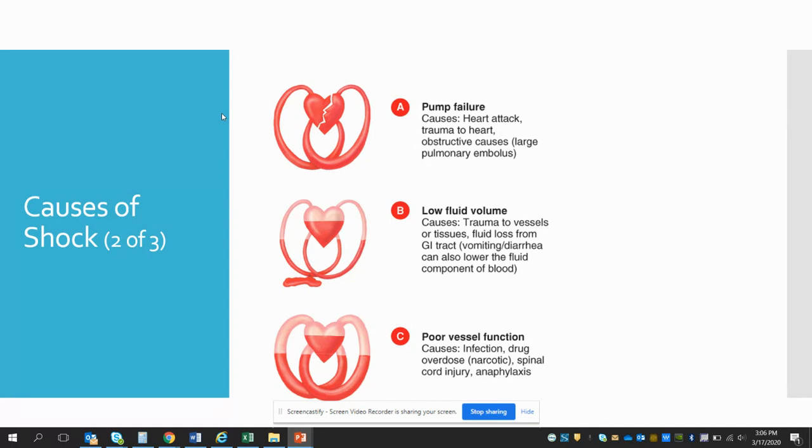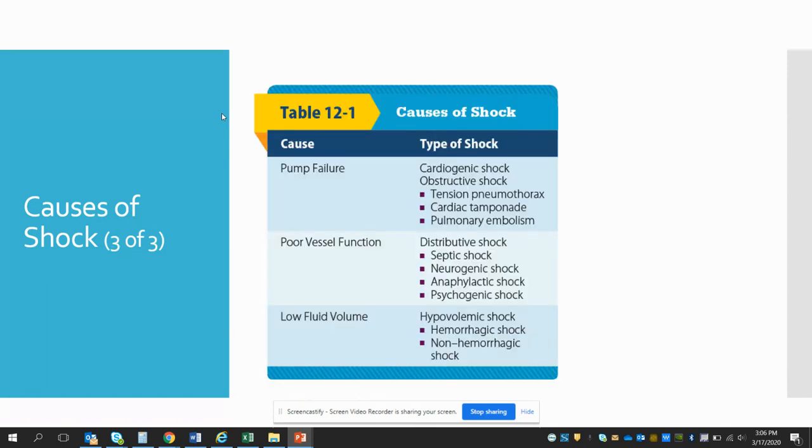And then the last thing here is poor vessel function. Again, a lot of things can cause this: infection, drug overdose, spinal cord injury, and anaphylaxis are just a few examples. Essentially what happens here is we have that rapid, widespread vasodilation, and we've doubled the size of our tank, and now we don't have enough resources to fill it. So again, just a few examples of those, and we're going to break these down and look at each one a little bit more closely.